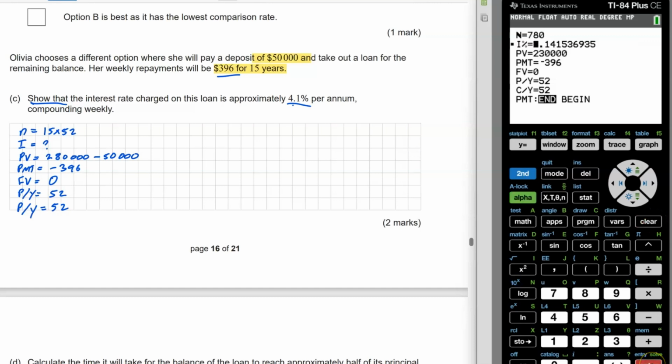Alpha solve, and we can see here that it's approximately 4.1. So we'll say that I is equal to 4.142. Remember, we need to say that one first before we actually say that it's approximately equal to. So I'm going to say the interest rate is equal to 4.142, which is approximately equal to 4.1%.